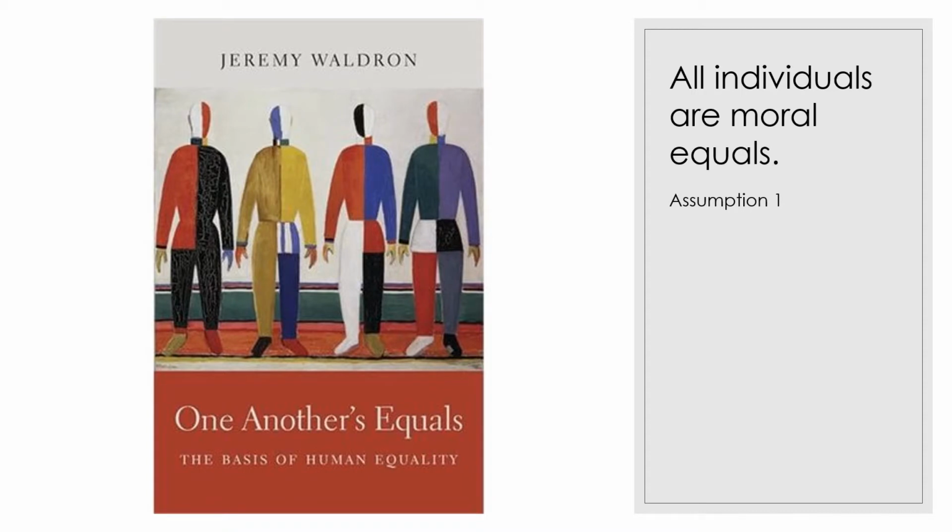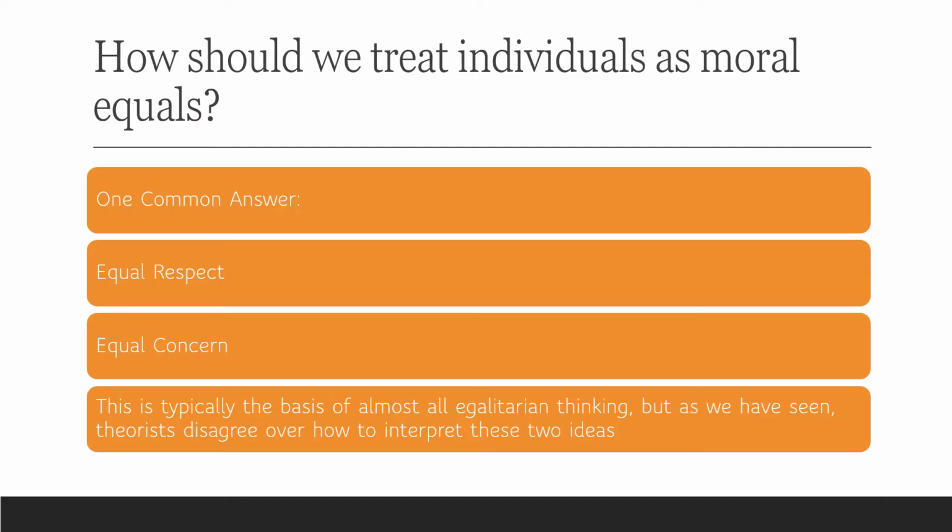So, if you recall, way back in the first week, I introduced a few basic assumptions of the class. And one of them is this idea that all individuals are moral equals. Now, what does it mean to treat people as moral equals? One common answer, as you see in Dawkins, as you also see in Cohen and Anderson, is this idea that we should treat people with equal respect. And we should show equal concern for each other.